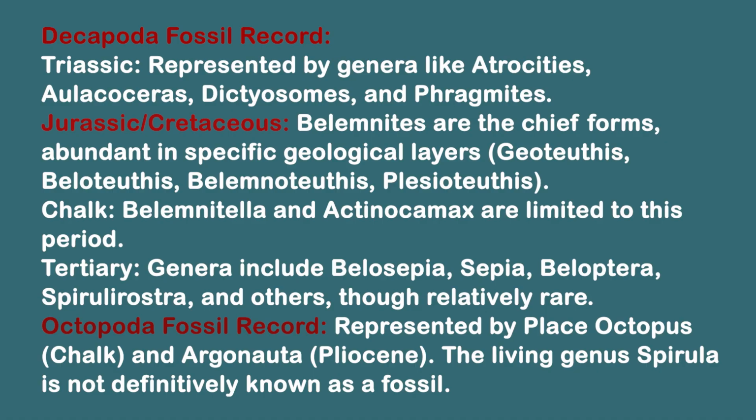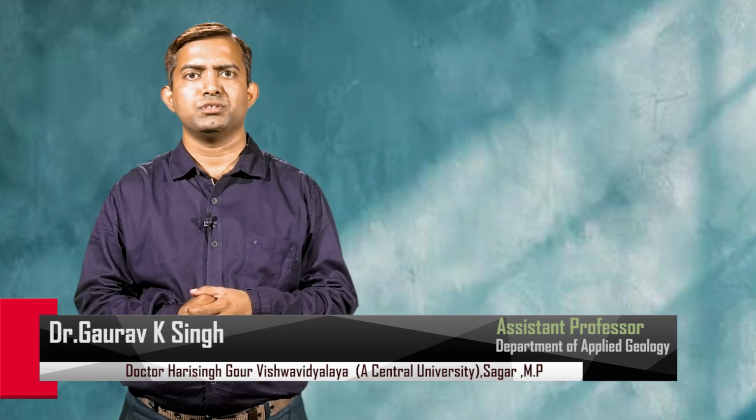Beloptera, Spirulirostra and Spirulirostrina. The living form Spirula is not definitely known to occur as a fossil. The suborder Octopoda is represented by Palaeoctopus that occurs in the Chalk especially, and Argonauta that occurs in the Pliocene. We see that there are more octopuses among the dibranchs that exist in the modern sea now than have occurred in the fossil record.